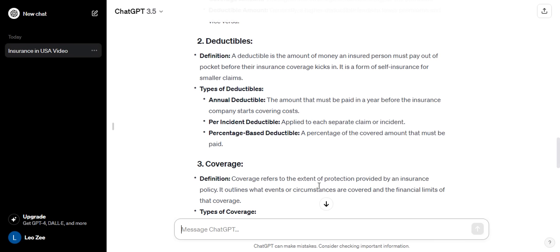Types of deductibles: annual, the amount that must be paid in the year before the insurance company starts covering costs; per incident, applied to each separate claim or incident; and percentage based, so a percentage of the coverage amount that must be paid.